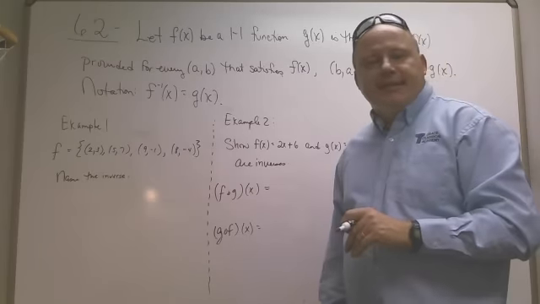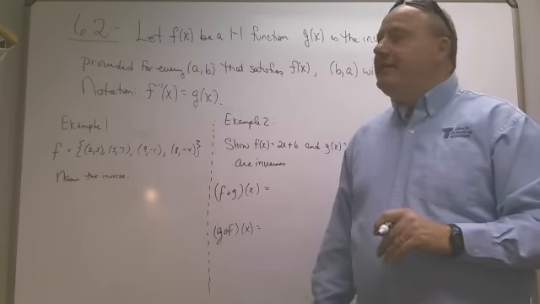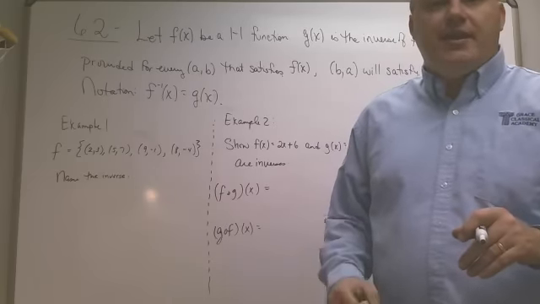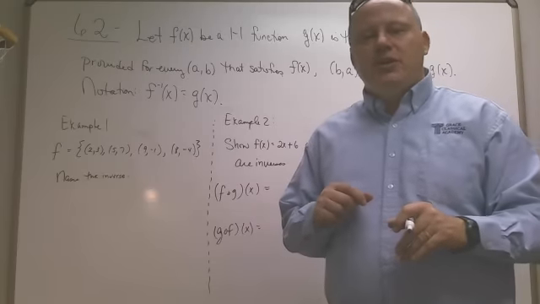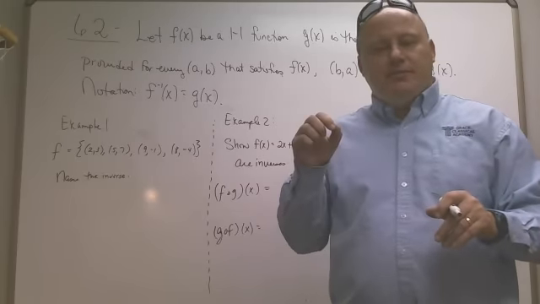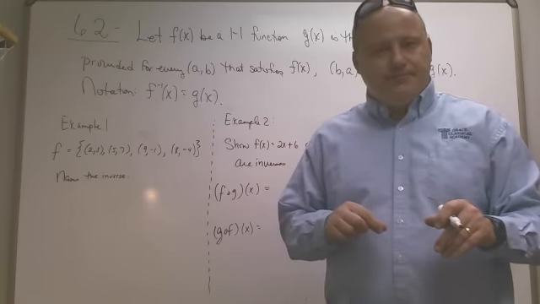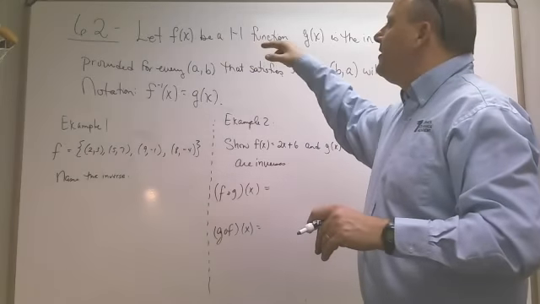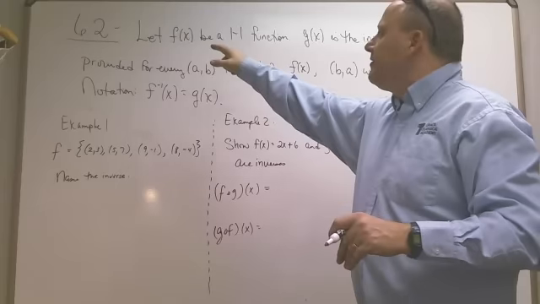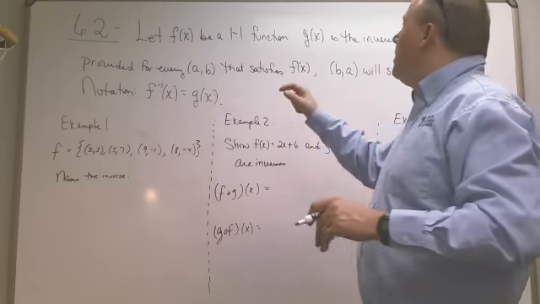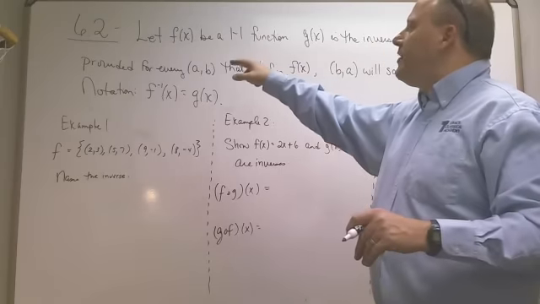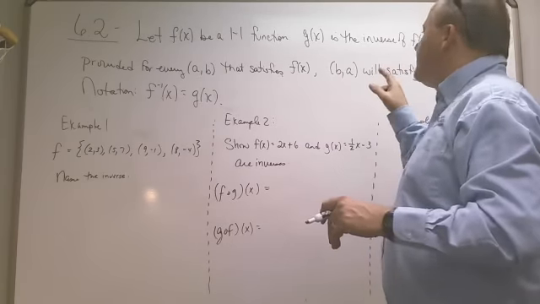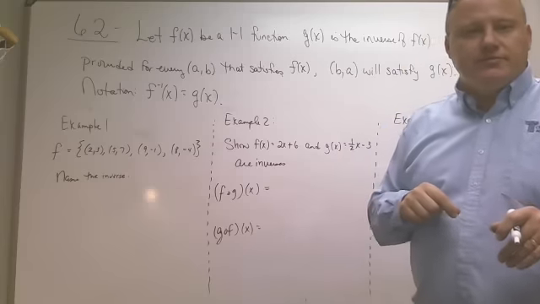Hi, this is the second part of 6.2, finding the inverses of functions. Like we said before, for inverse functions to exist, they have to be one-to-one. So I wrote down the definition of an inverse. Let f of x be a one-to-one function. G of x is the inverse of f of x provided that for every (a, b) that satisfies f of x, then (b, a) has to satisfy g of x, which is the inverse.